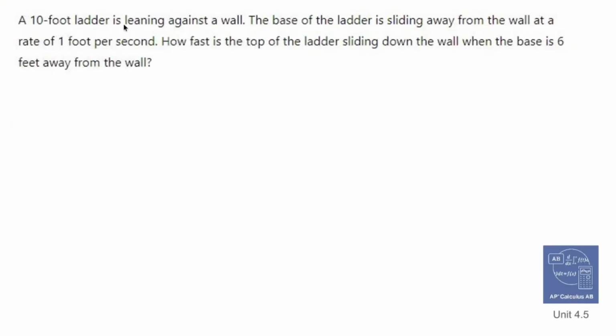A 10-foot ladder is leaning against a wall. The base of the ladder is sliding away from the wall at a rate of 1 foot per second. How fast is the top of the ladder sliding down the wall when the base is 6 feet away from the wall? So, this is what we know right now at this very moment. We know that you're a ladder and you're 10 feet tall.